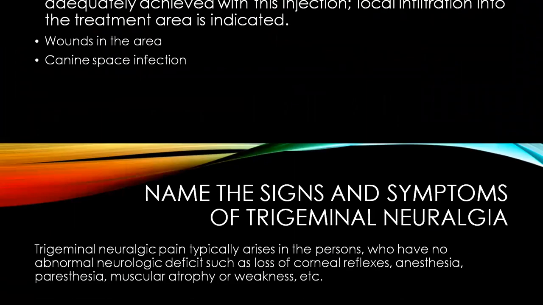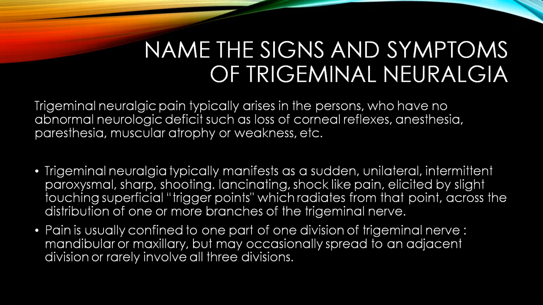Name the signs and symptoms of trigeminal neuralgia. Trigeminal neuralgic pain typically arises in persons who have no abnormal neurologic deficit, such as loss of corneal reflexes, anesthesia, paresthesia, muscular atrophy, or weakness, etc. Trigeminal neuralgia typically manifests as sudden unilateral intermittent paroxysmal sharp shooting, lancinating shock-like pain, elicited by slight touch on superficial trigger points, which radiates from that point across the distribution of one or more branches of the trigeminal nerve.